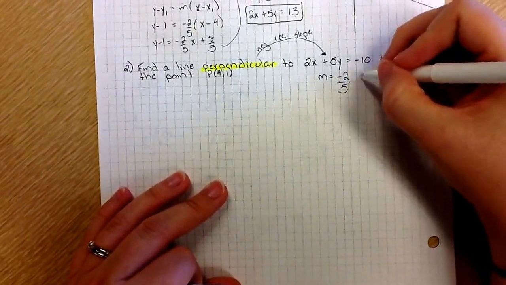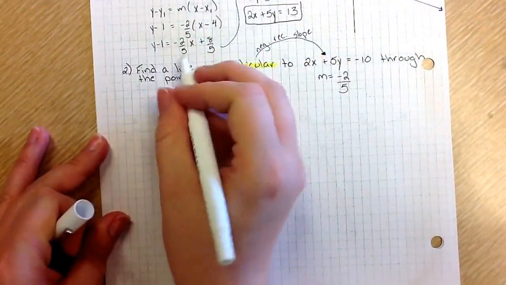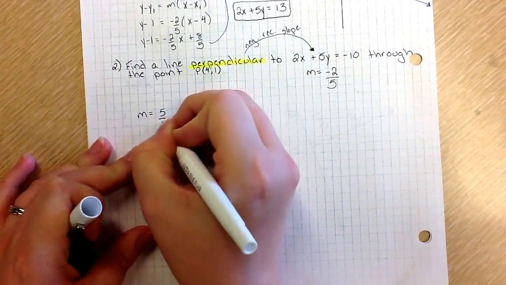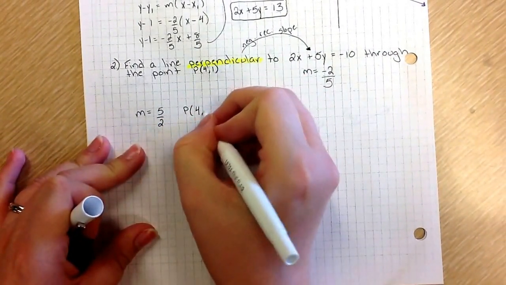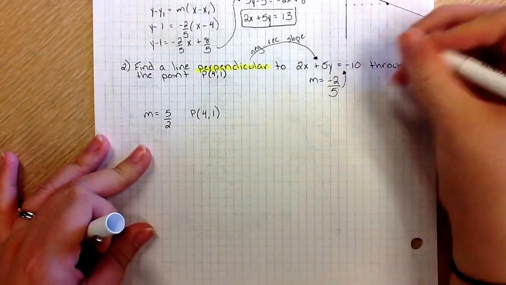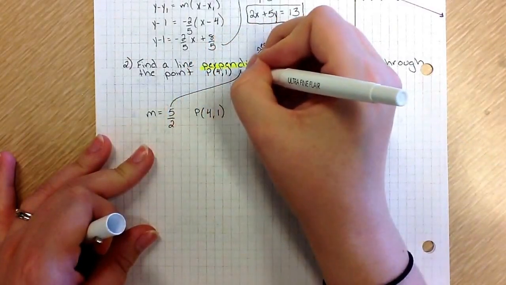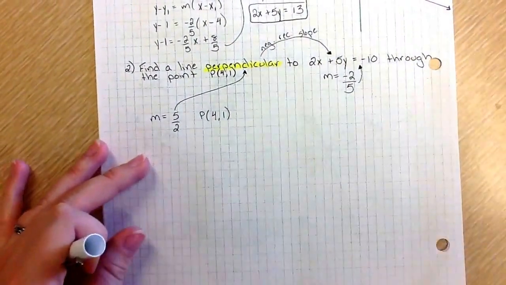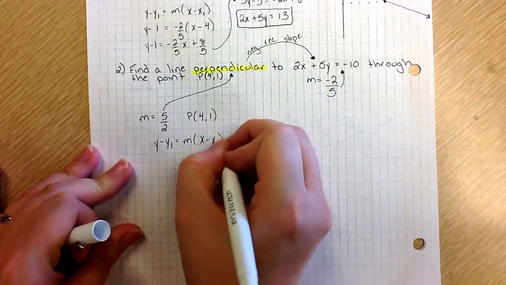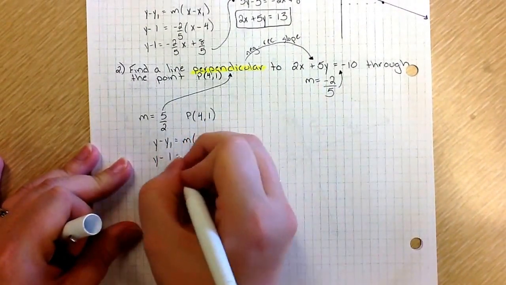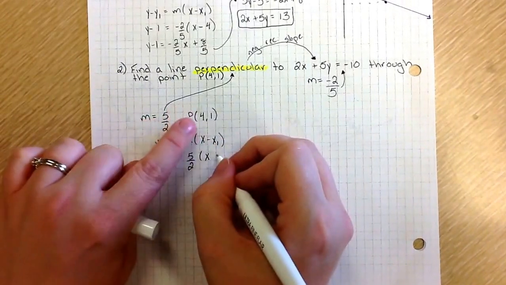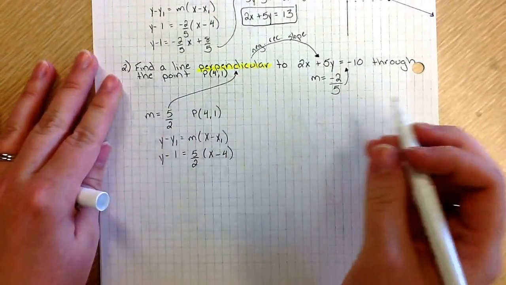I know the slope of this line is -2/5. So the slope of a perpendicular line is going to be the negative reciprocal, so it would be positive 5/2. And it's again going through the point (4, 1). Then again, we're going to use y minus y1 equals m times x minus x1. So y minus 1 equals 5/2 times x minus 4. Now do some distributing.